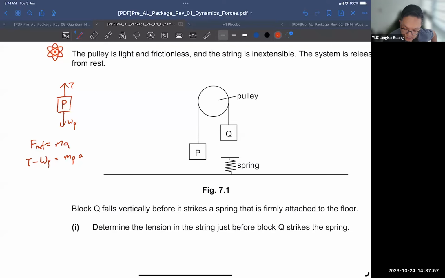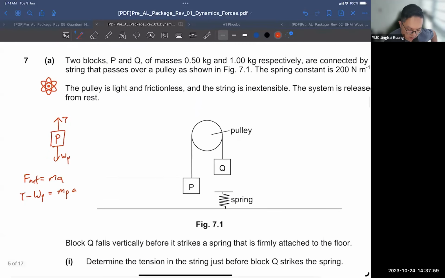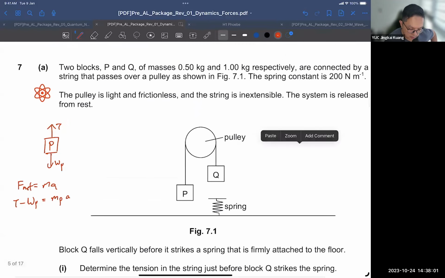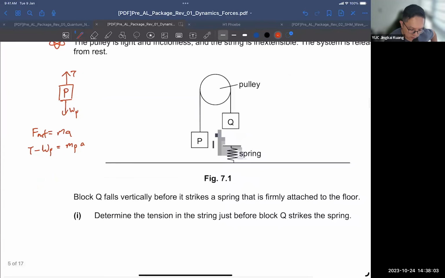Do we know the values for mass? So T minus 0.5 G equals 0.5 A. Then we're going to make A the subject, because later we are supposed to find T. So 0.5 A equals T minus 0.5 G. This is equation 1.